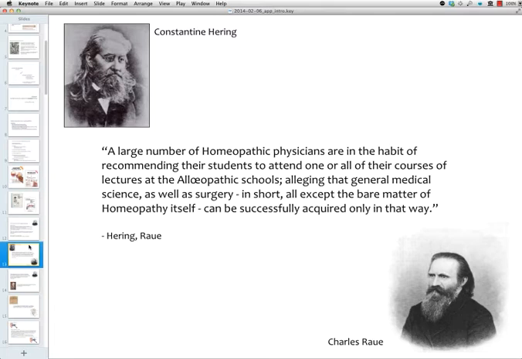a large number of homeopathic physicians are in the habit of recommending that their students attend one or all of their courses of lectures at the allopathic schools, okay? Alleging that the general medical science as well as surgery can only be successfully acquired in that way. In other words, the necessity for them to include these courses of study in the Hahnemann College of Medicine was that students attending the other school, the one that did not include these courses of instruction, were being told by a lot of the professors to take their pathology courses at the conventional medical schools, okay, because that's how you're going to get it.